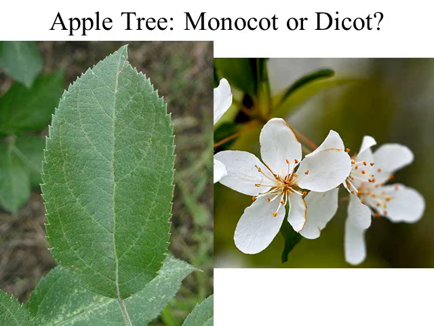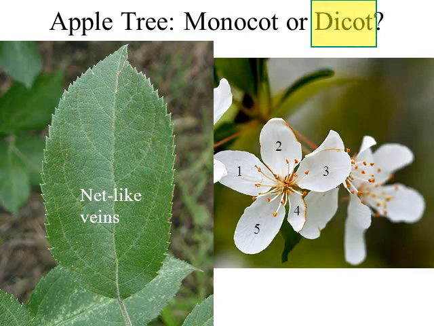So here's a picture of an apple tree's leaf and an apple tree's flower. You can see a couple things that let you know if it's a monocot or a dicot. In the leaf, you can see that the veins are net-like. They branch in various directions. They do not run parallel. And if you count up the flower petals right there, you can see there are five flower petals. This, I hope you can see, is a dicot.